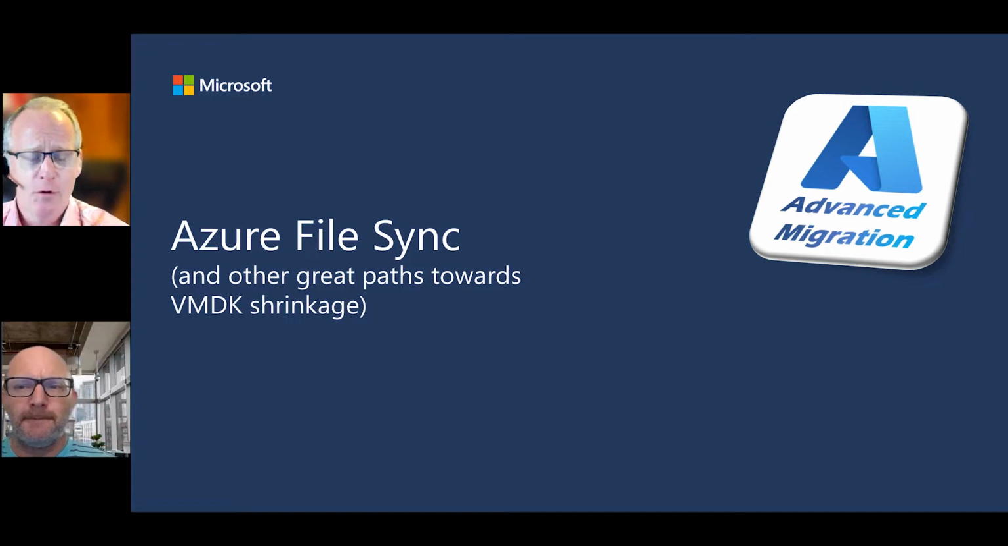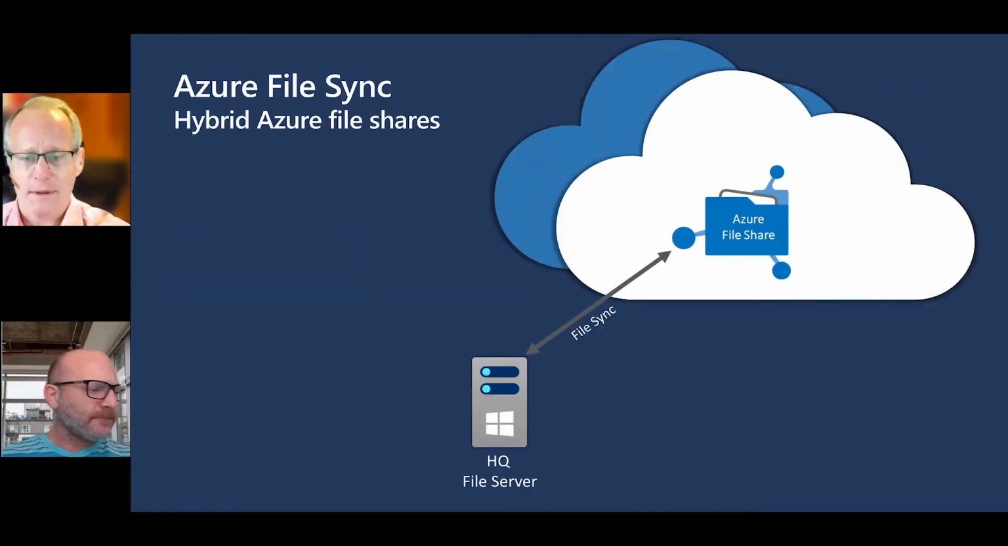One of the things that we found to be super useful for file servers going to AVS is something called Azure File Sync. Azure File Sync is an agent you can run on a Windows-based file server that will synchronize files up to an Azure file share.